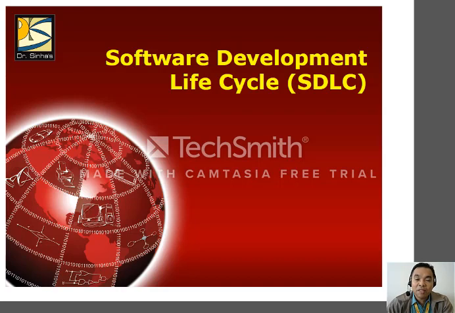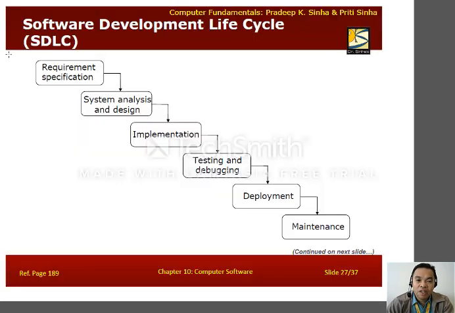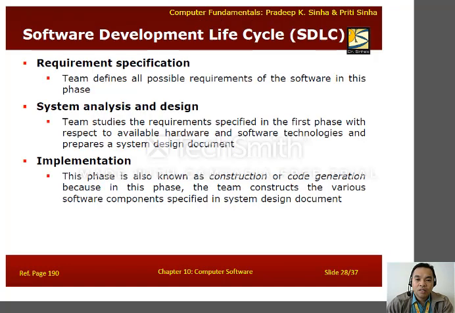We have the software development life cycle. Here is the diagram. The first one is requirement specification. The second one is system analysis and design, then implementation. It will be followed by testing and debugging, deployment, and lastly, maintenance. So in the software development life cycle, what is requirement specification all about?